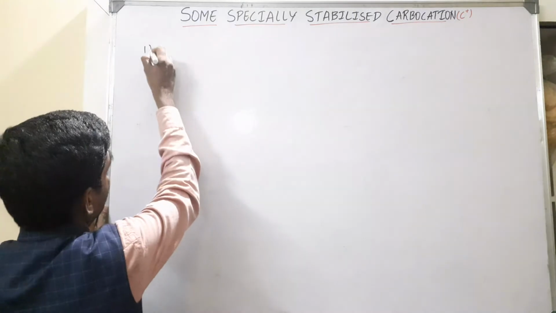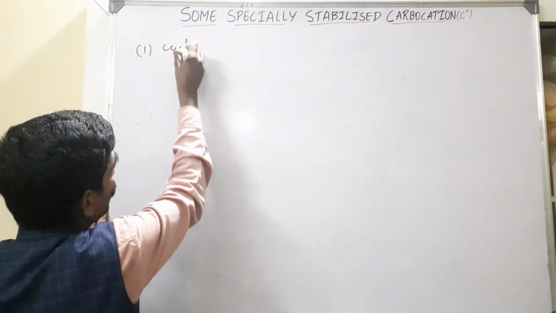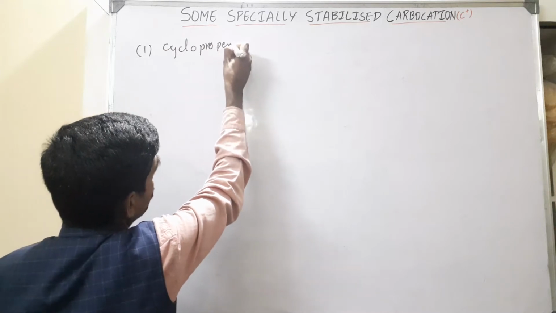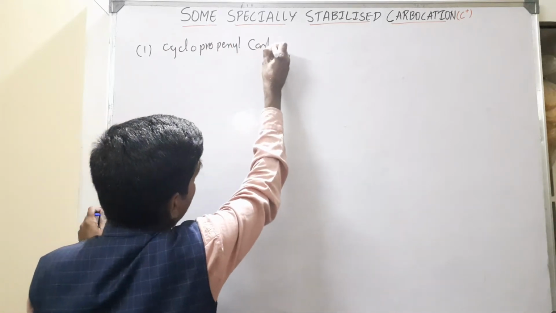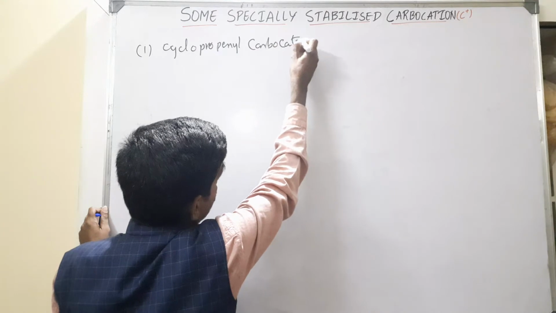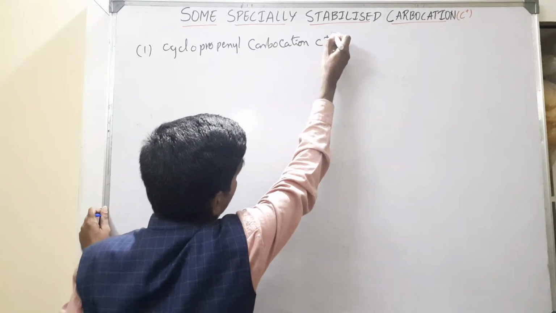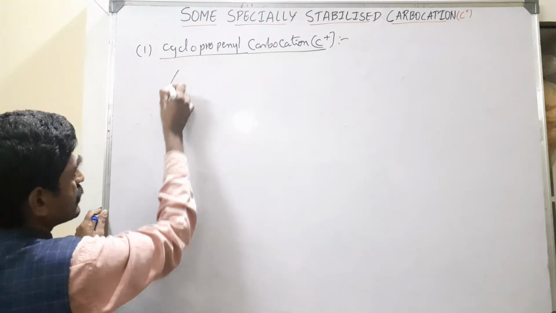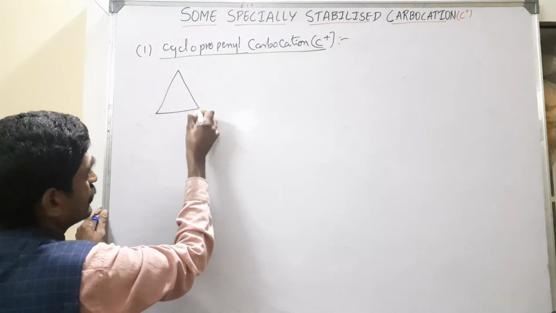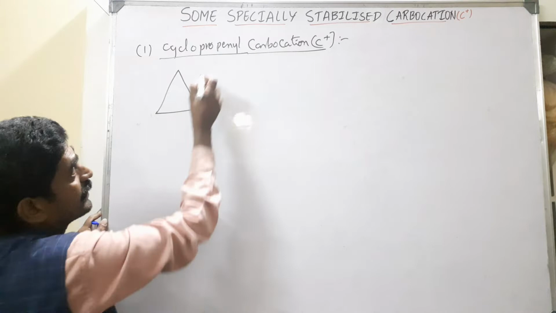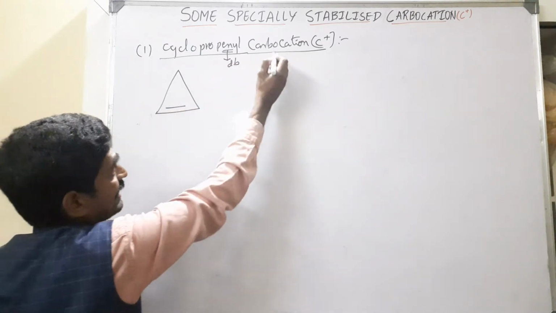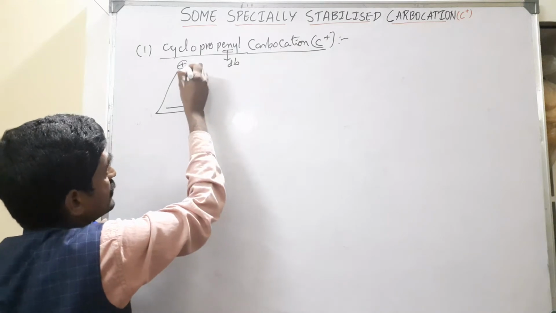First one is cyclopropenyl carbocation. The structural form I have to represent like this. This is cyclopropane, a double bond is there. Cation, carbocation means positive charge is there.